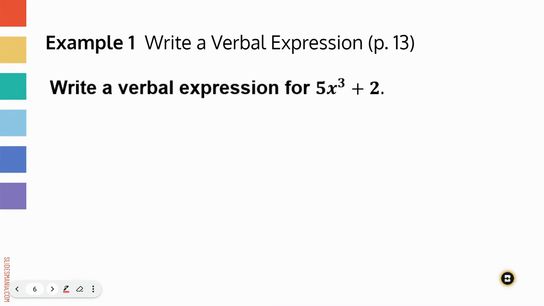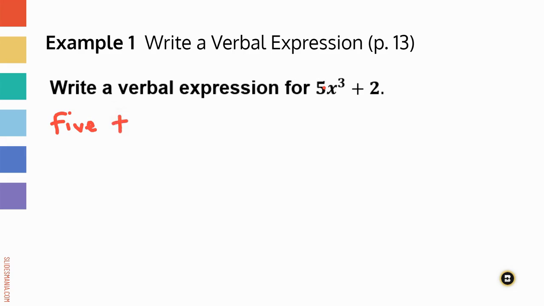Okay, so we are going to try example 1. We want to write a verbal expression. This is on page 13. So write a verbal expression for 5x to the third power plus 2. So we're just going to write it out in words. So we have 5. And remember, if you have a number in front of a variable, that operation is actually multiplication. There's a little dot in between.